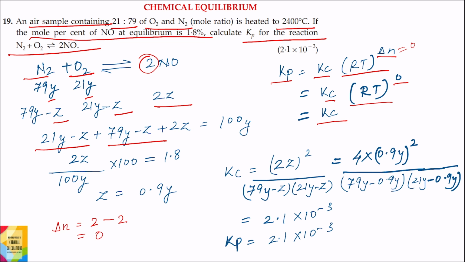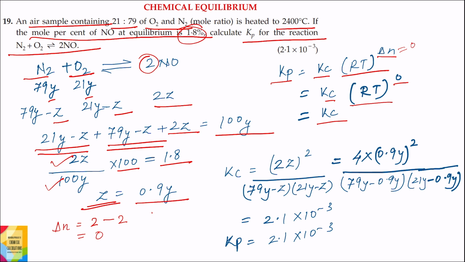So adding moles of nitrogen, oxygen and NO formed at equilibrium, the total number of moles at equilibrium is 100y. Mole percent of NO at equilibrium is given as 1.8%. So moles of NO, that is 2z, divided by the total number of moles, that is 100y, into 100 will be equal to 1.8. Solving, the value of z comes to 0.9y.